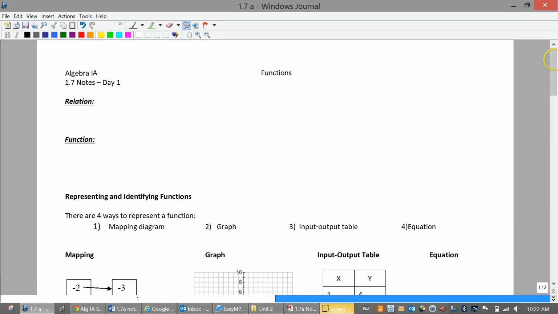We learned yesterday what a relation was. Okay? And we learned different ways that we can represent relations. The day before that, we learned about the coordinate system and how that coordinate system relates to relations, because we can graph things on that, and the graph is a representation of a relation.